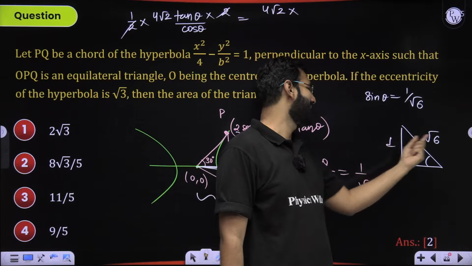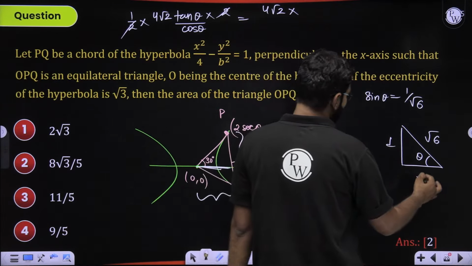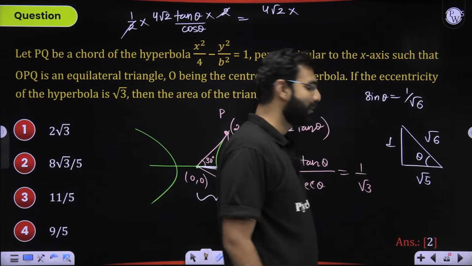6 minus 1 is 5. So this should be root 5. This should be root 5. Correct me if I'm wrong. I got lost.